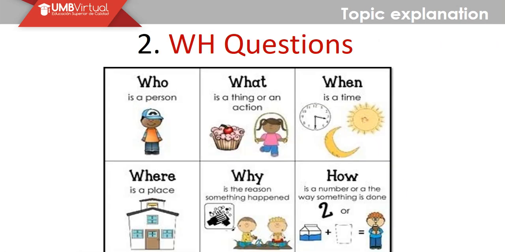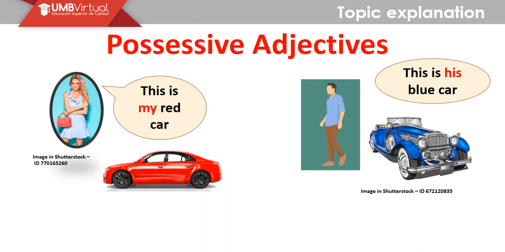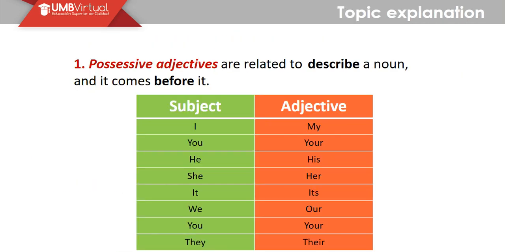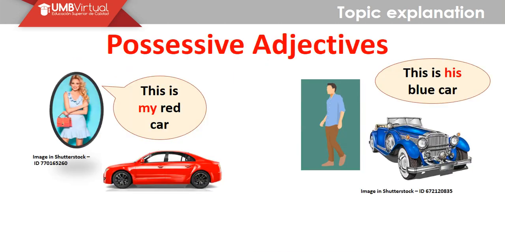WH questions. For this part, let's remember the possessive adjectives that we use at the very beginning of the sentence or in the middle, or after that we have, like here for example, it could be the adjective, the color of the object that you are referring to, and later the noun.